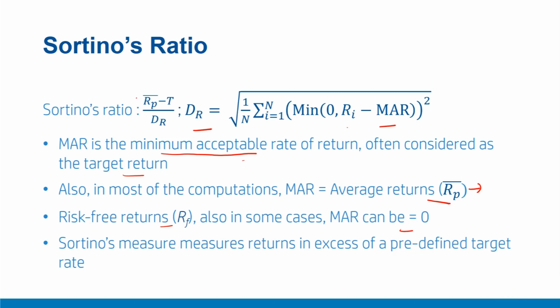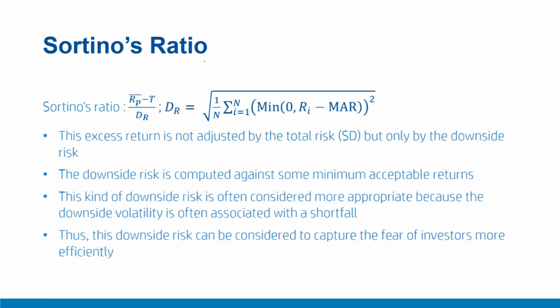The idea here is that the numerator measures excess return against a predefined target. This target can again be some kind of benchmark. So the numerator is the excess return over a benchmark, while the denominator, the risk part, only measures those instances where return is lower than some kind of minimum acceptable return. So only those downside instances are considered in this formula.